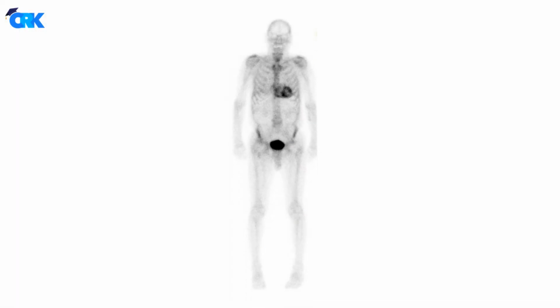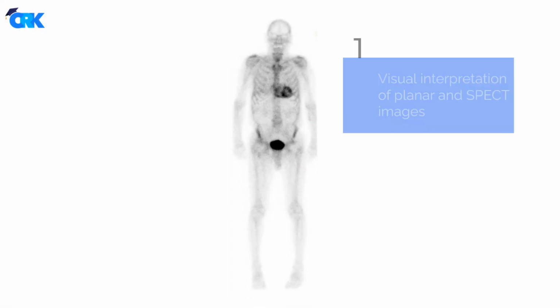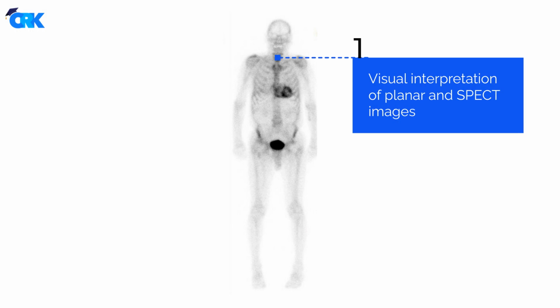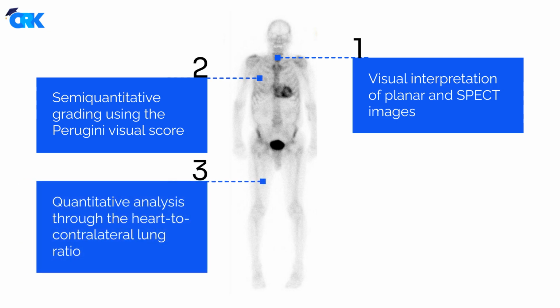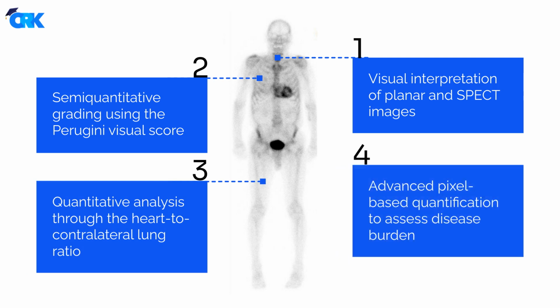These protocols guide us through 4 key steps: visual interpretation of planar and SPECT images, semi-quantitative grading using the Perugini visual score, quantitative analysis through the heart-to-contralateral lung ratio, and advanced pixel-based quantification to assess disease burden. Following these steps systematically ensures not only accurate diagnosis of ATTR-CM, but also the ability to distinguish it from potential mimics, such as blood pool activity, infarction, or even overlapping bone structures.